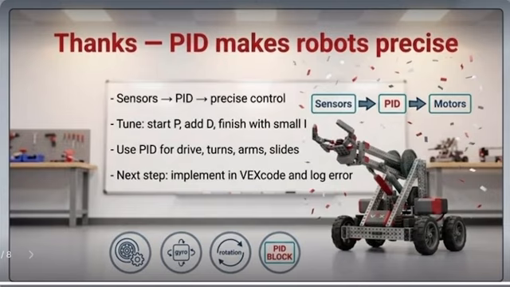Well, to recap, what's going to happen is you want to attach your sensors, then you want to do PID for precise control. So the process is P, then D, then you want to finish with small I. You want to use PID for drive, turns, arms, and slide. And now in my next video, I'm going to show you how to implement this in C++ and how my robot actually acts on it.